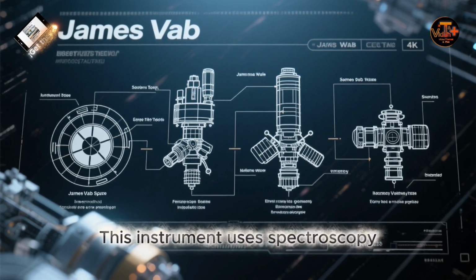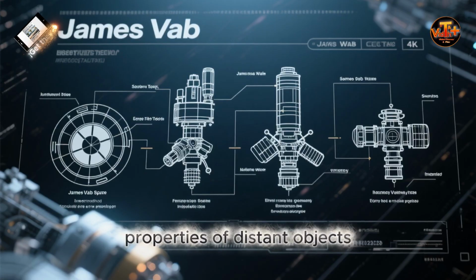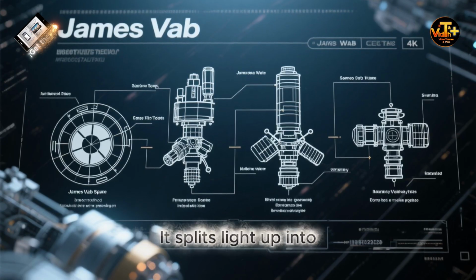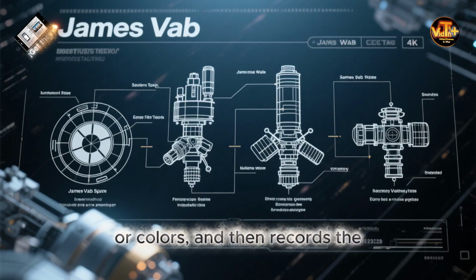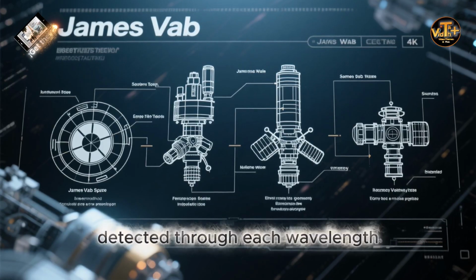This instrument uses spectroscopy to analyze the chemical properties of distant objects. It splits light up into different wavelengths, or colors, and then records the amount of light detected through each wavelength.